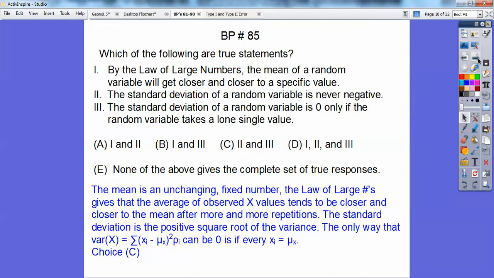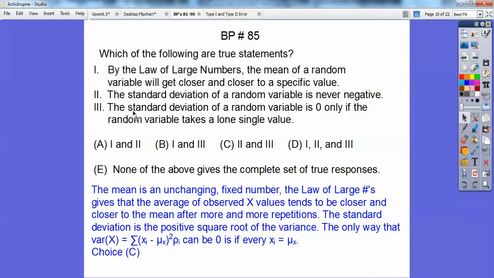Let's see, it's always positive, and the only way that we can get a variance of 0, which means a standard deviation of 0, is if, remember the variance formula, each number minus the mean squared divided by the probability. So we'll do this a little bit more. Each number minus the mean squared divided by the probability, and we add them all up, so that would be the variance. So the standard deviation is the square root of that. So the only way this is going to be 0 is if X equals your mean. So if each X value equals your mean.